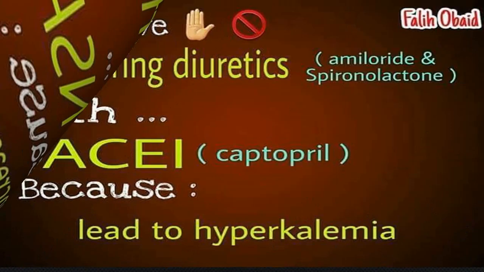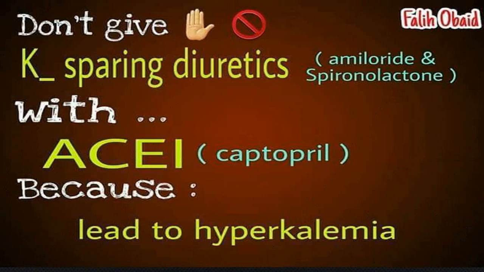The next combination is potassium-sparing diuretics, which are amiloride or spironolactone, with ACE inhibitors, angiotensin converting enzyme inhibitors, such as captopril. You should avoid this combination because of the potassium-sparing effect, potassium will remain in the body and it will cause hyperkalemia. So avoid this combination.